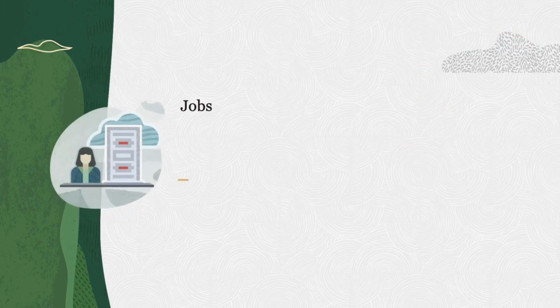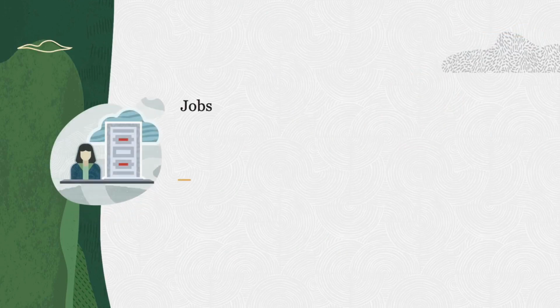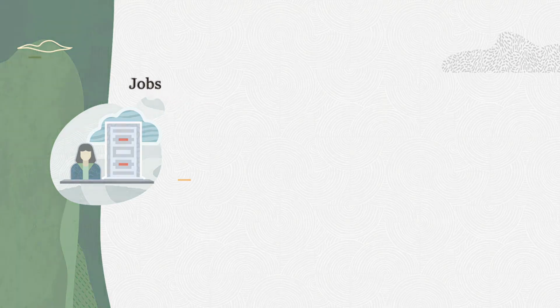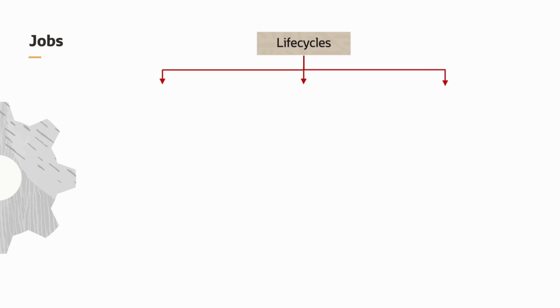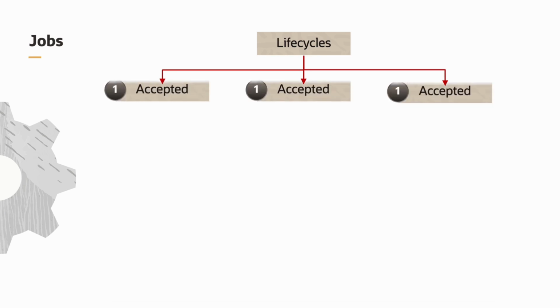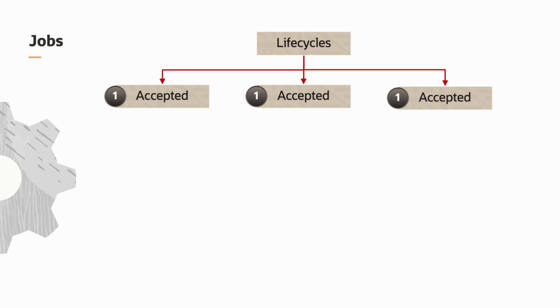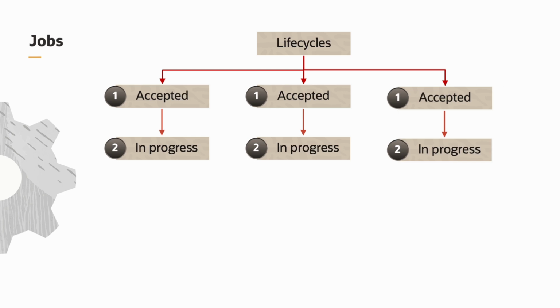Next, there are jobs. Jobs represent operations performed on stacks, such as creating, updating, or deleting resources. Understanding the job's lifecycle is crucial for managing these operations effectively. Here are the lifecycle stages of jobs. Accepted. The job request is received and accepted. In progress. The job is currently being executed.